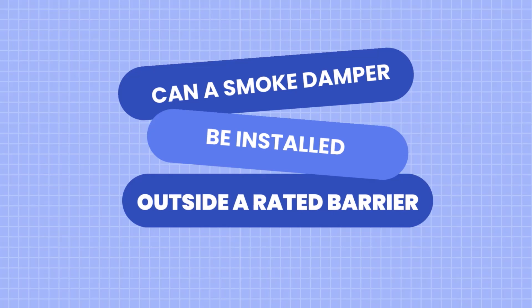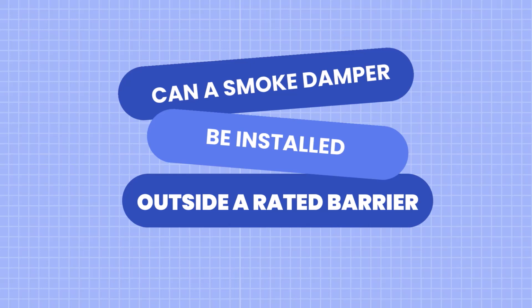Today's episode answers the question, can smoke dampers be installed outside of a rated barrier? I'm Stephenie Ravenscroft, and joining me is Josh Parent. Hi, Stephenie. Yeah, in other words, do they have to be right in the wall or floor that's rated, or can you slide them down the duct a little bit and call it good?